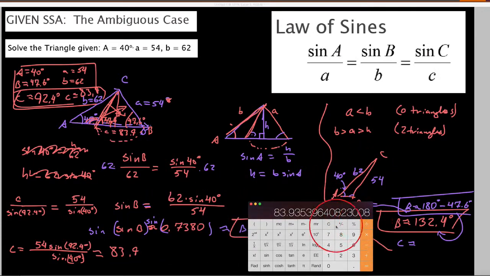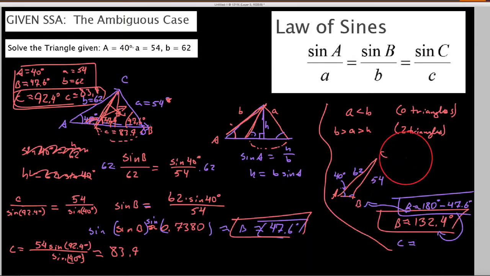C would be 180 minus the initial 40 minus now the 132.4, and we get about 7.6. So capital C would be about 7.6 degrees in this particular case. It wouldn't be very big. And then you could go back and solve for lowercase c using the law of sines again. I'll leave that to the viewer. So that is the ambiguous case and how it affects you at times.